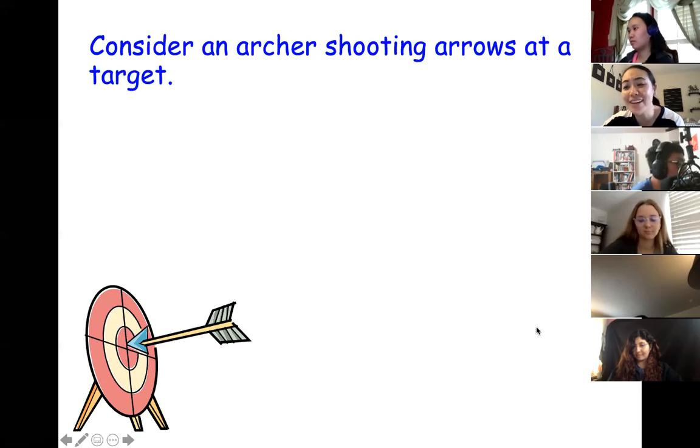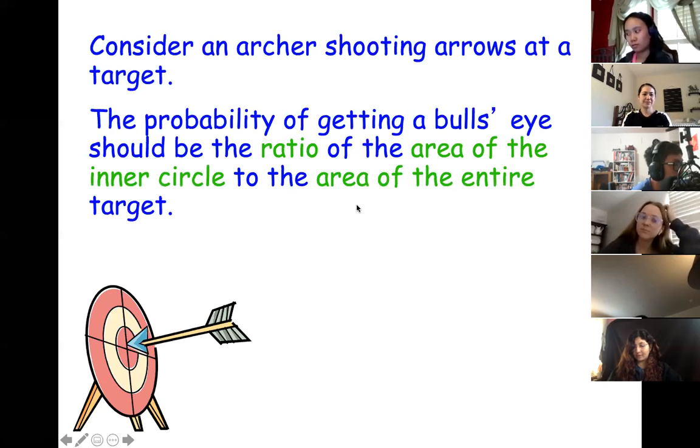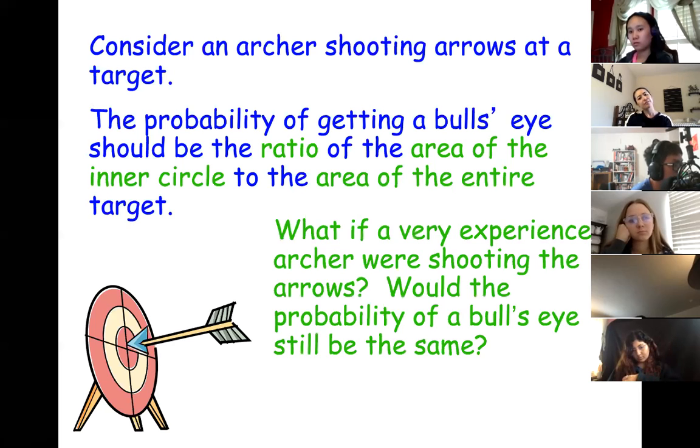All right, Bella, can you read this one for us? Consider an archer shooting arrows at a target. For shots that hit the target, the probability of getting a bullseye should be the ratio of the area of the inner circle to the area of the entire target. What if a very experienced archer were shooting the arrows? Would the probability of a bullseye still be the same?